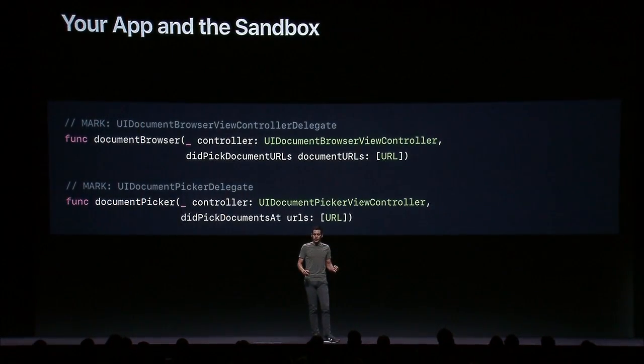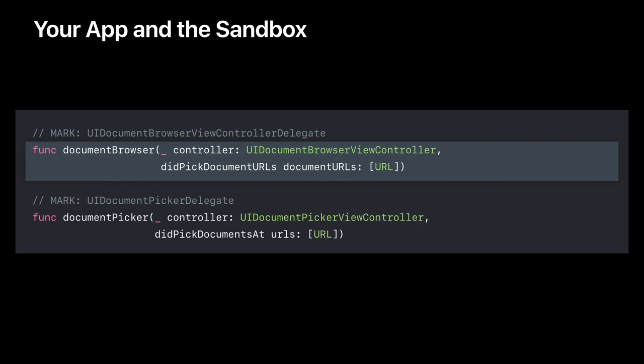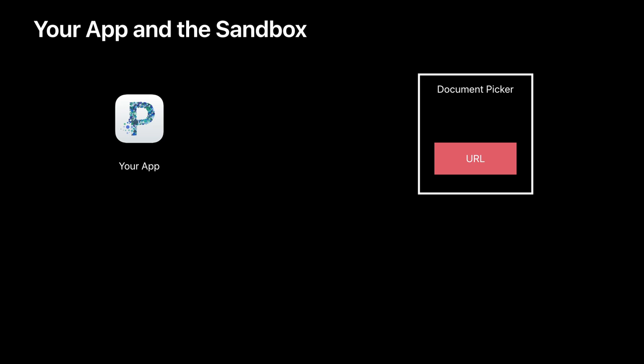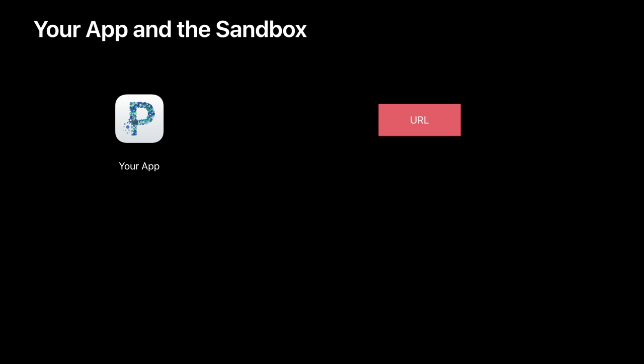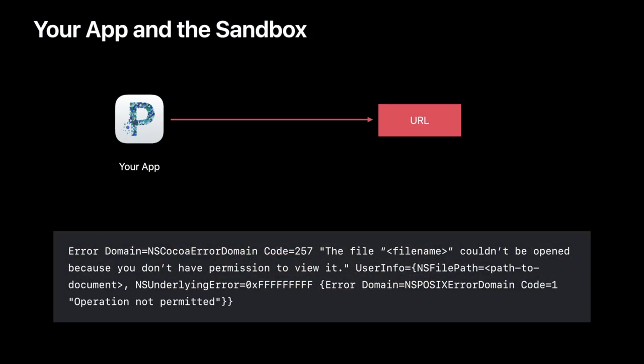Once we've picked a document, we receive a callback at one of these two delegate methods. The first one, if we're picking our document in the browser, or the second one, if we're picking it in the picker, like our example. We see the document picker here, serving our app the URL that we've just picked. If we attempt to access the document directly, we risk running into a permissions error.